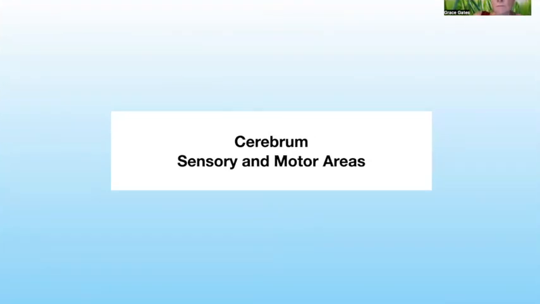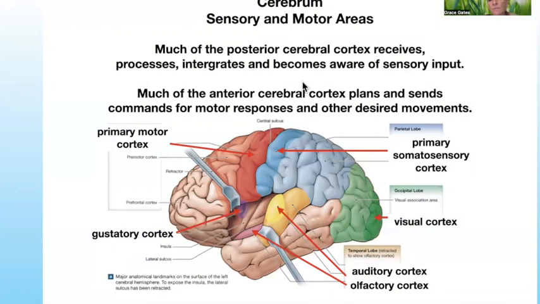Okay, cerebrum sensory and motor areas are the next part. Much of the posterior cerebral cortex receives, processes, integrates, and becomes aware of sensory input. And much of the anterior cerebral cortex plans and sends commands for motor responses and any desired movements. It doesn't always have to be a response to sensory input. You could just plan something and have a movement. You could get up from a chair because you thought of something.